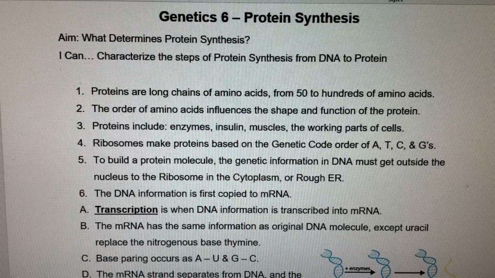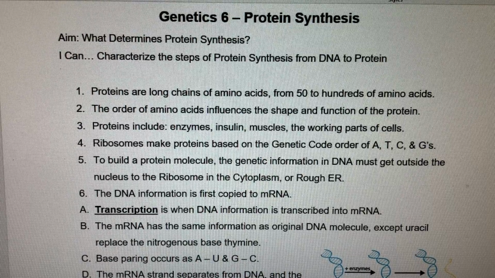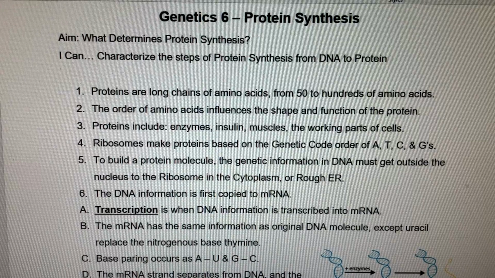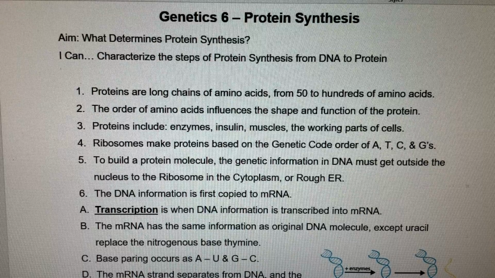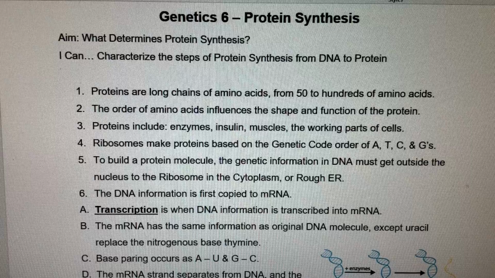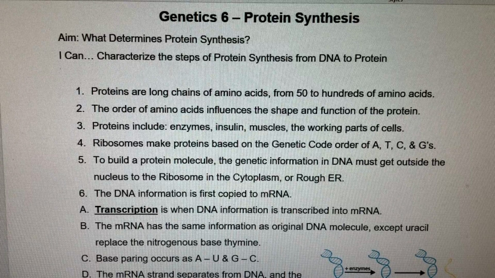Proteins, remember, are long chains of amino acids. There are 20 different types of amino acids, and these proteins might have anywhere from 50 to hundreds of different amino acids to make one protein. The order of the amino acids and the type influence the shape and function of the protein. Proteins include enzymes, insulin, muscles, and all the working parts of cells.